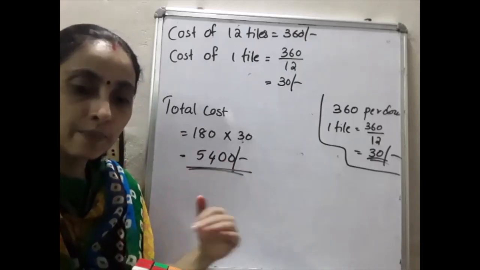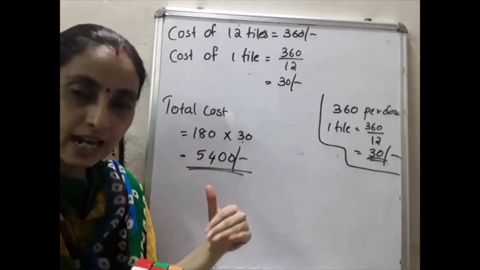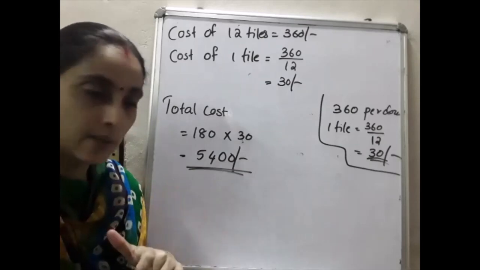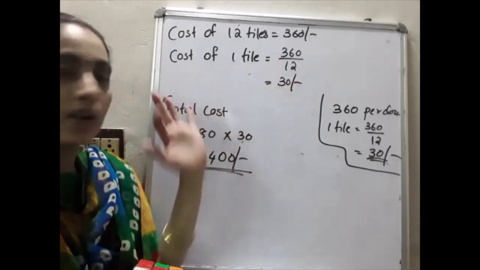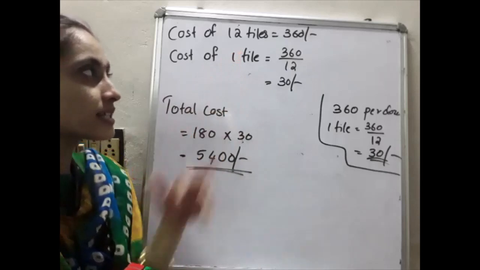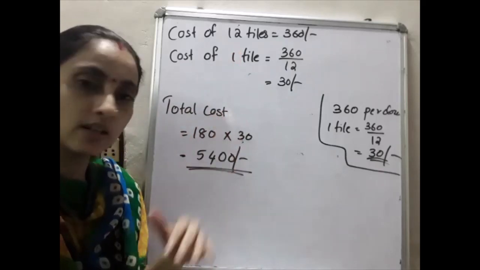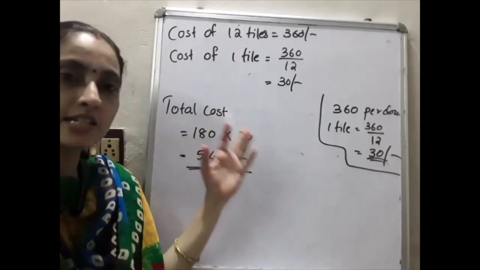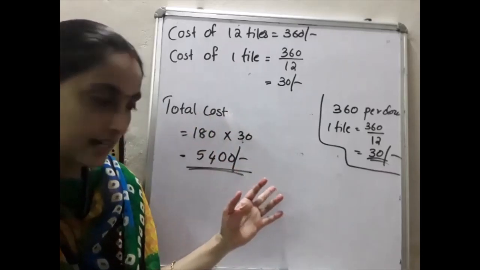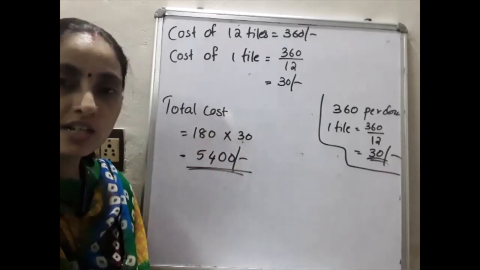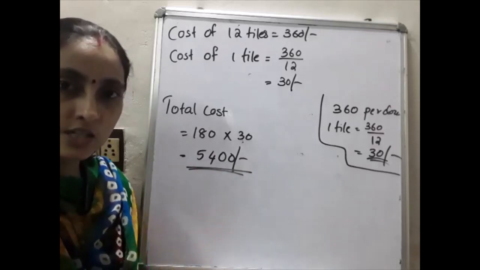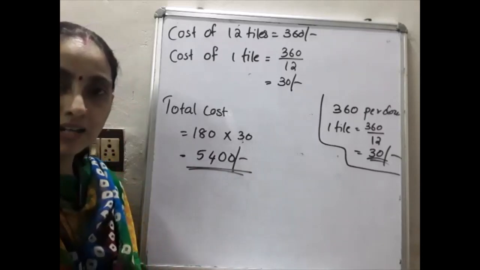Number of tiles is what? The area of the tank divided by the area of each tile. That gives the answer as 180. Then cost for 12 is 360. So cost for one tile is what? 360 by 12, that is equal to 30. So total cost is the number of tiles into the amount of one tile. That gives us rupees 5,400. Hope you have cleared this question. So please write in the remaining portions.